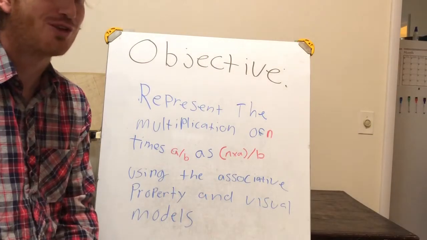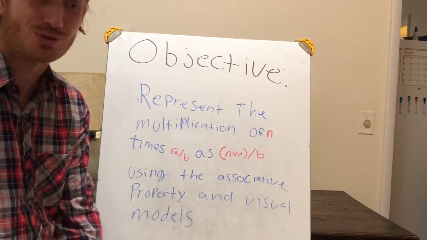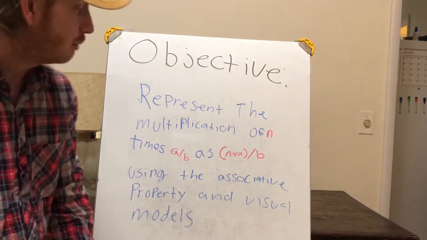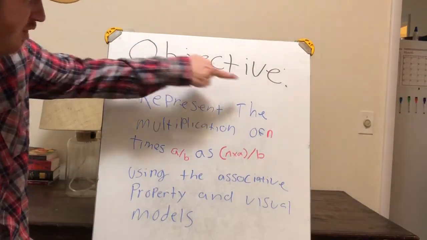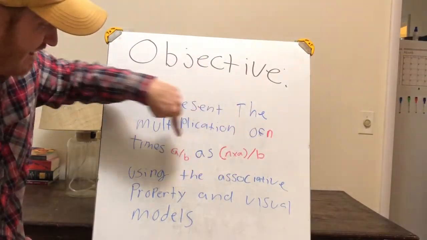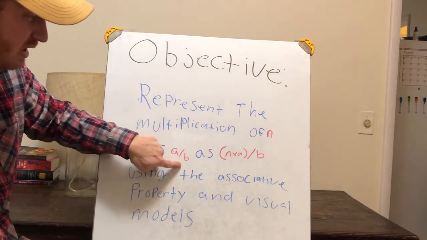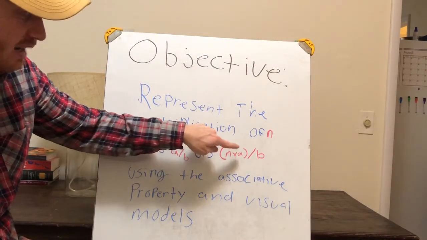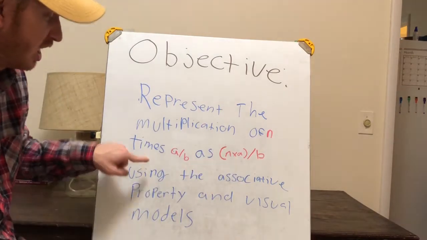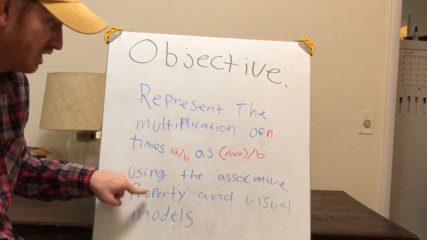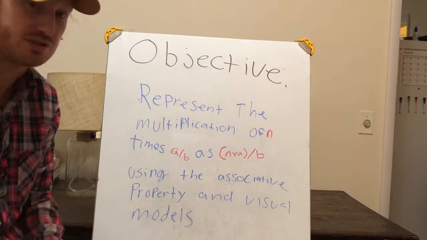Welcome back to another fractions lesson with me, Mr. Duclos. Today, our objective is to represent the multiplication of n times a over b as n times a over b, using the associative property and visual models.